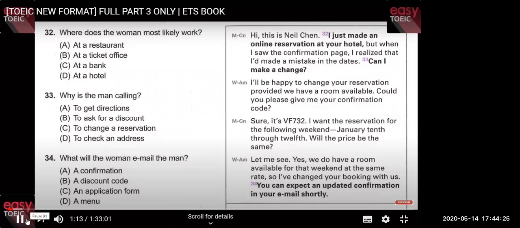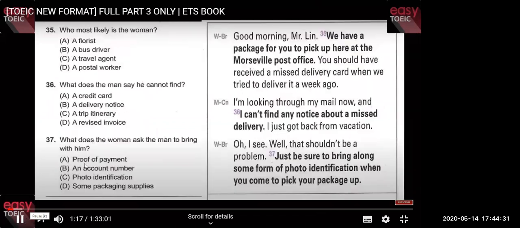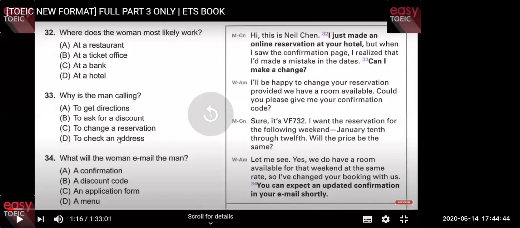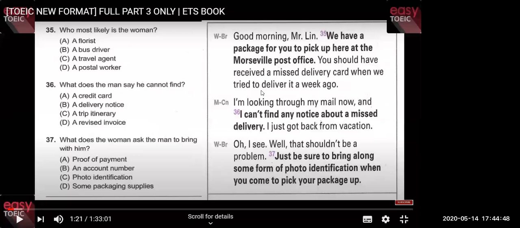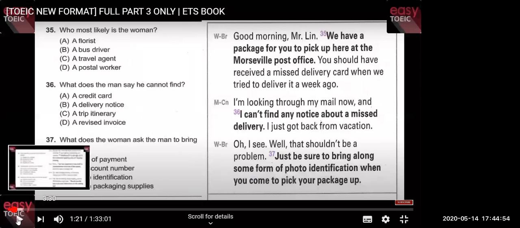Number 34. What will the woman email the man? A confirmation. Yeah, a confirmation. Sorry, can you hear that dog? I'll play you the second one.